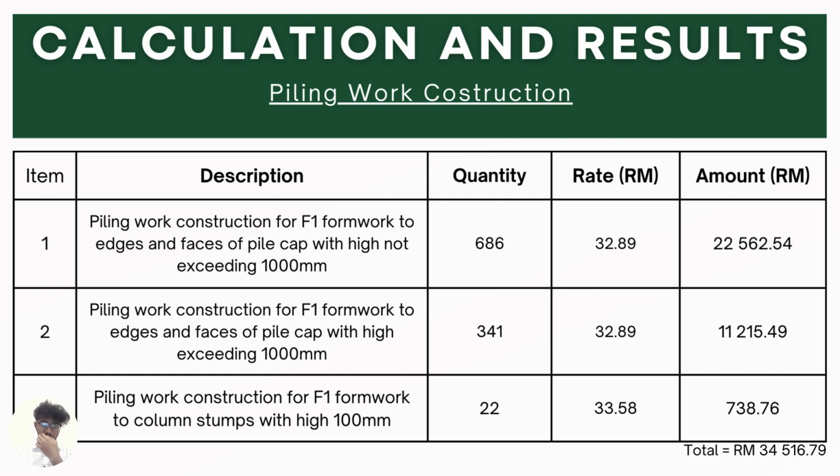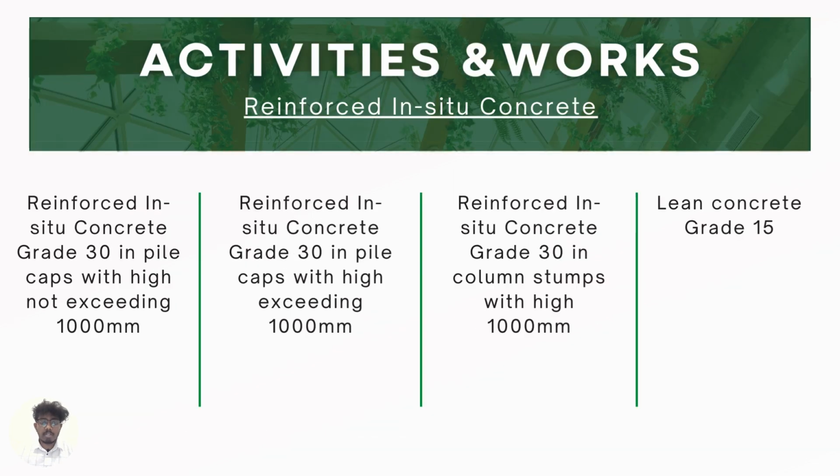To give detailed info about the amount that it is going to cost: for the high not exceeding 1000 millimeter, there is 22,562 ringgit in total. For high exceeding 1000 millimeter it will be 11,215, and column stumps will be 738 ringgit. So the total for piling work construction will be 34,516.79. So next one will be the reinforced in situ concrete.